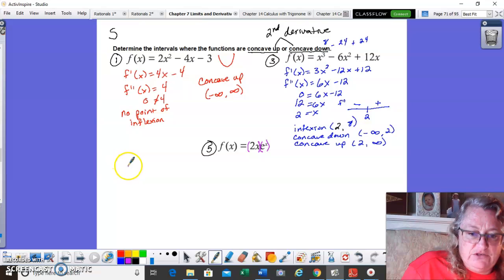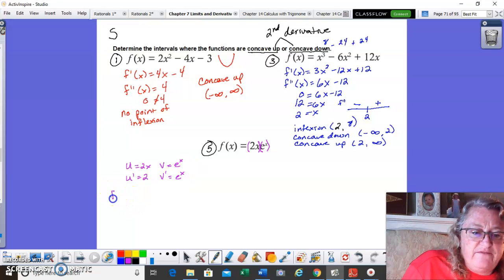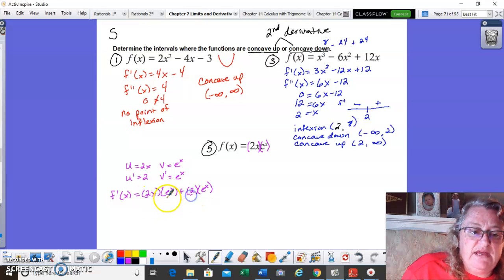I'm going to find the first derivative with u being 2x, which gives me a derivative of u as 2. And v is equal to e to the x. Remember a nice little rule that the derivative of e to the x is e to the x. So my first derivative is going to be 2x times e to the x plus 2 times e to the x. I see a common factor of 2 in both and an e to the x in both. So that's 2e to the x that gets pulled out, and that leaves me with an x on this term and plus 1 on that term.